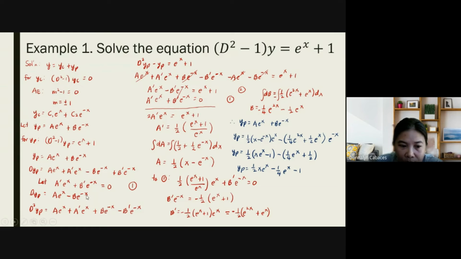And therefore, our complete solution for this differential equation is that you have your y, which is equal to your yc plus yp. Then therefore, y is equal to c1 e to the x plus c2 e to the negative x plus our yp, 1 half x e to the x minus 1/4 e to the x minus 1. And that is the complete solution of the differential equation, the quantity D squared minus 1 times y is equal to e to the x plus 1.